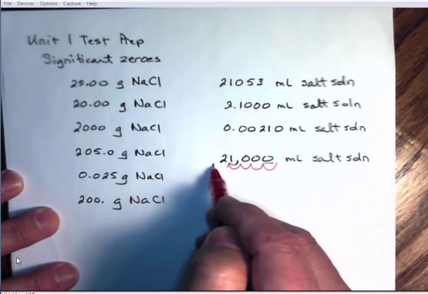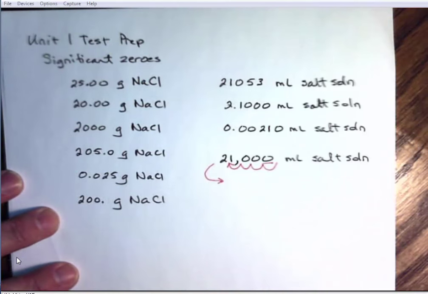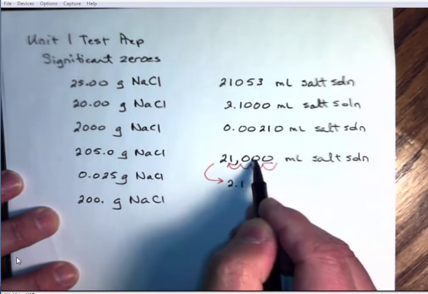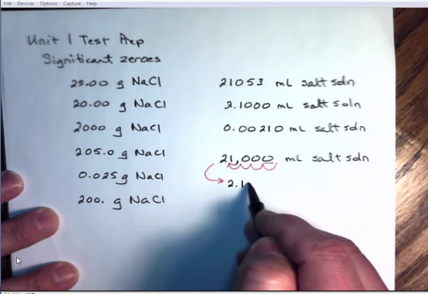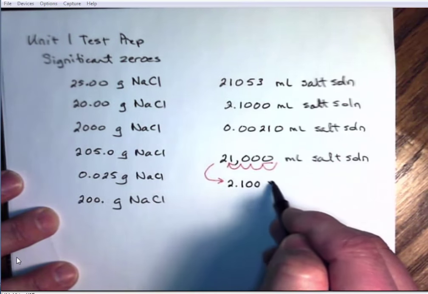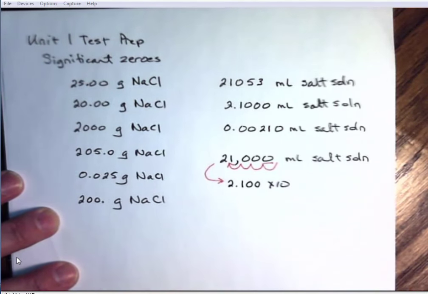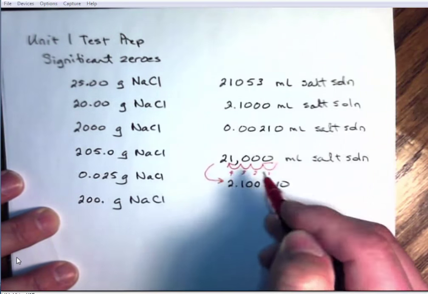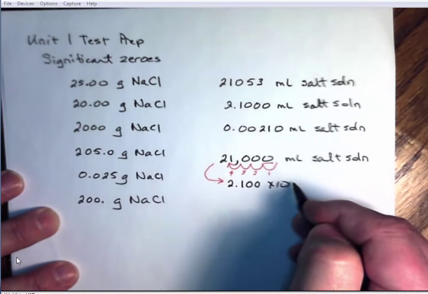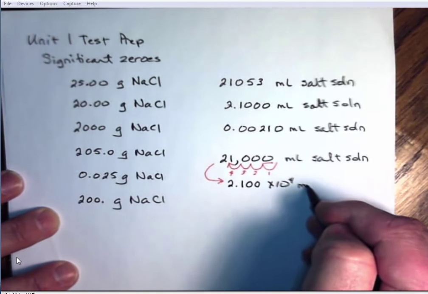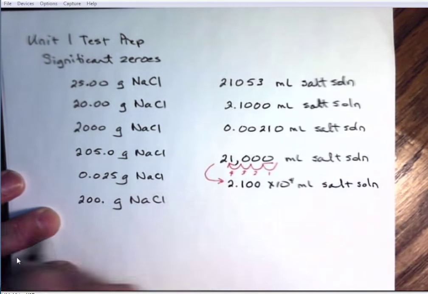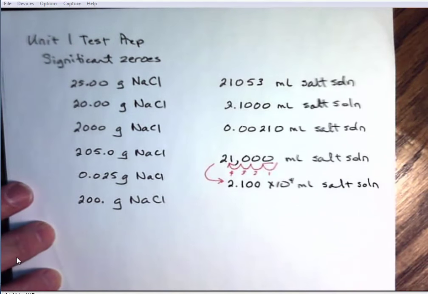I want to draw an arrow to show that I'm rounding off. And I'll write my answer as 2.1. I want to show these 2 zeros as being significant, so I'm going to include those, times 10. And since I moved the decimal place 1, 2, 3, 4 places to the left, it's times 10 to the 4th milliliters of salt solution. Okay? Does that make sense?